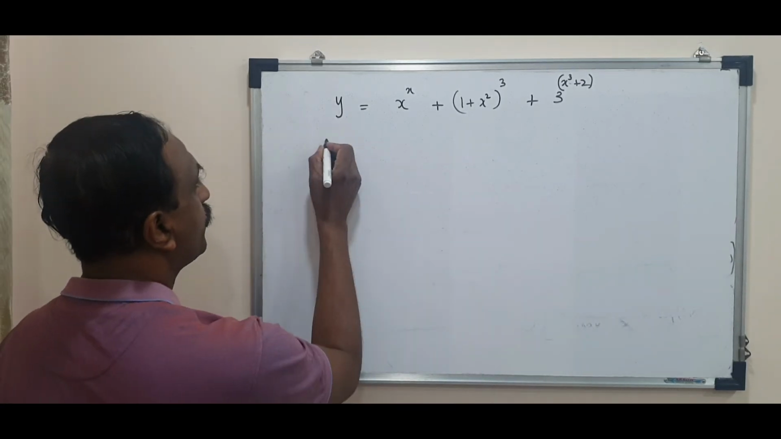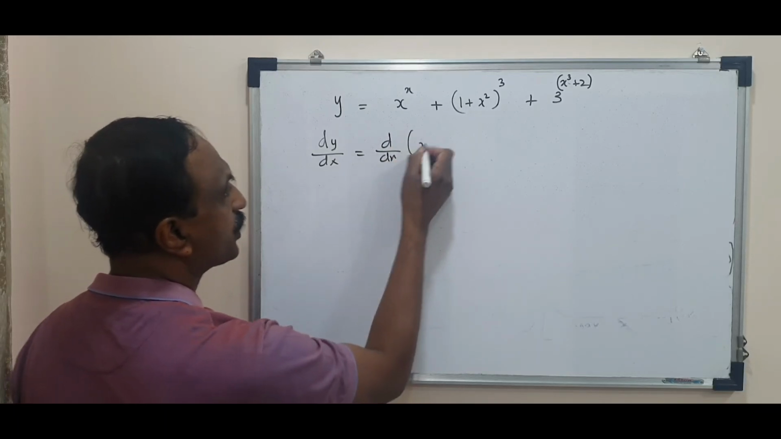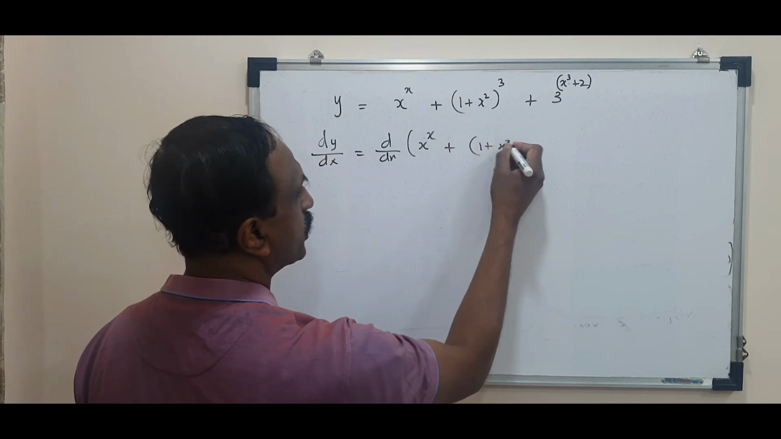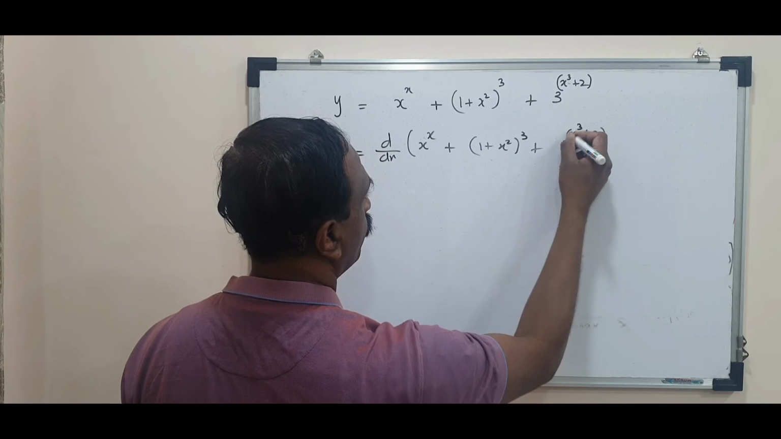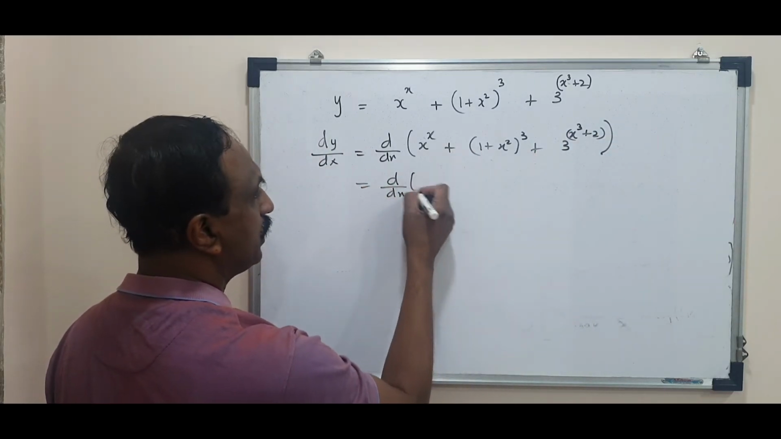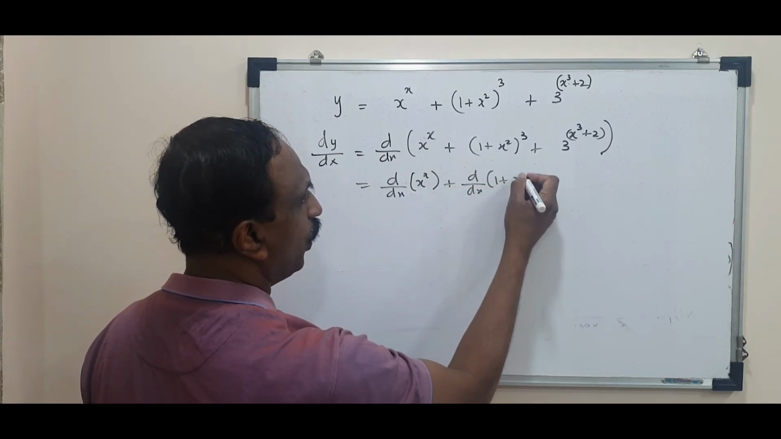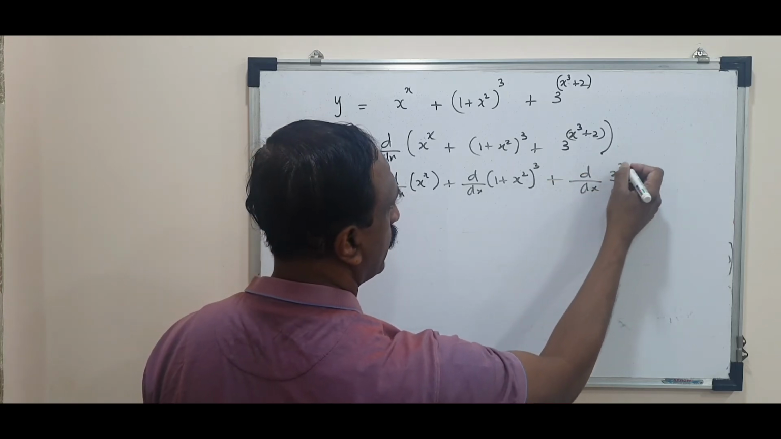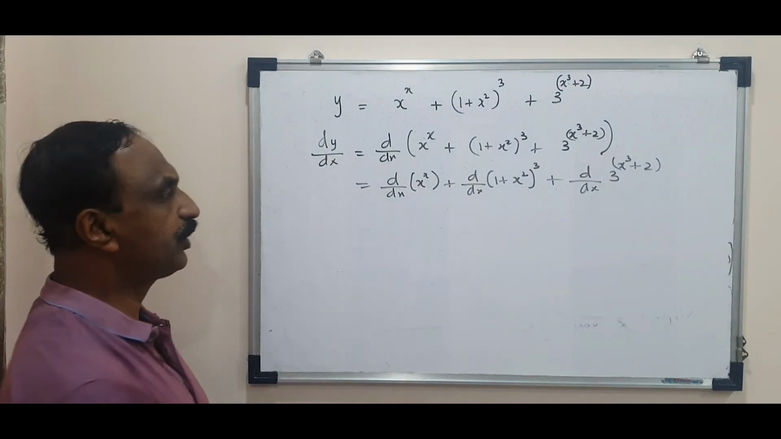So my answer will be differentiating with respect to x, d by dx of the whole function, 1 plus x square the whole cube plus 3 raised to x cube plus 2, which is derivative term by term because it's addition. All the time you have to check whether it's addition or multiplication. According to the operation rules, the formula also changes. Now let me find the derivative of each one.